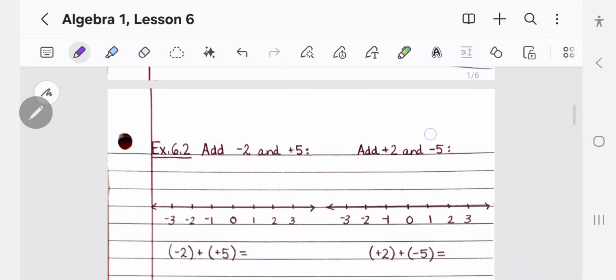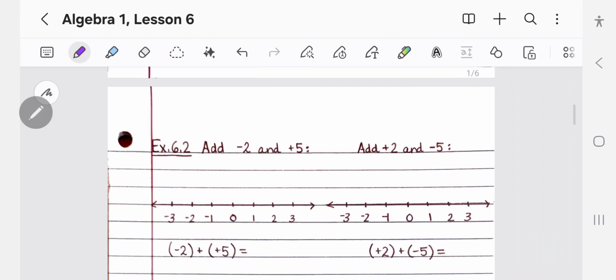Let's do an example that helps us think about that. And then we'll try to generalize it to a rule. Add negative 2 and positive 5. We're going to use a number line just to be able to figure it out. Start at the origin, go back 2 to the left, and then pick up from there and go 5 to the right. 1, 2, 3, 4, 5. And then we stop there. We ended up at positive 3.